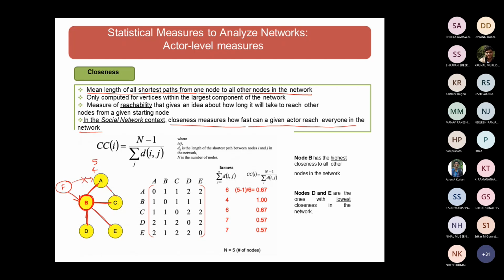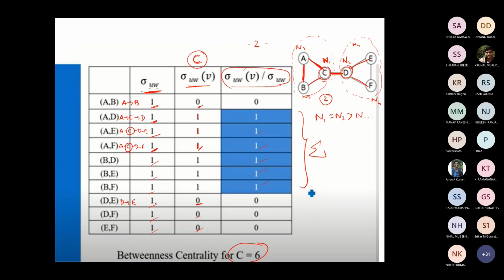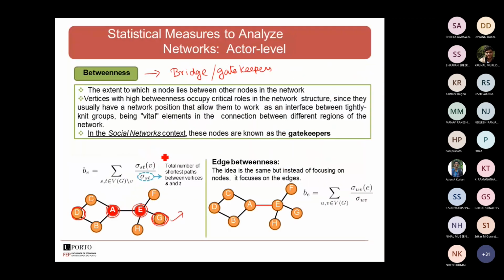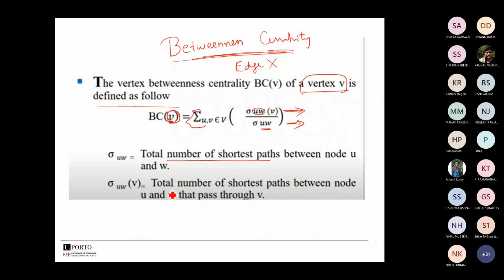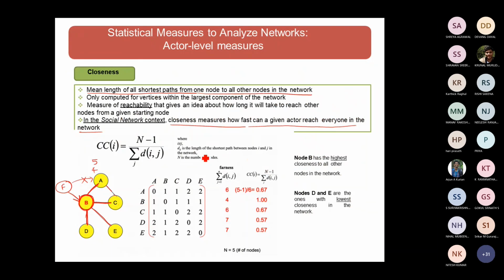So how do we compute the closeness centrality? Find the length of the shortest path between nodes I and J. So we have to compute the length of the shortest path. In the previous example, we saw the number of shortest paths, the total number of shortest paths, in betweenness centrality. In the case of closeness centrality, find the length of the shortest path.